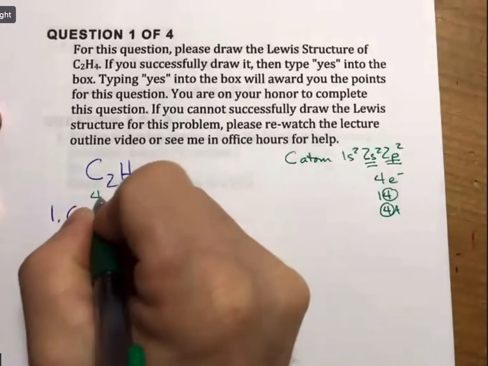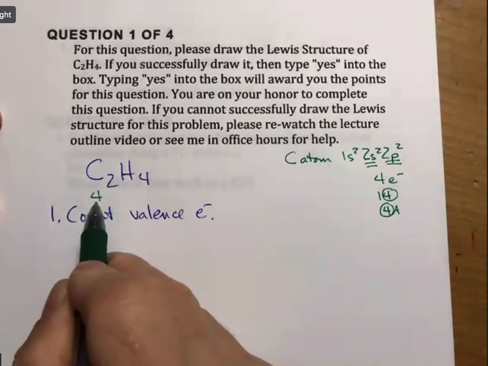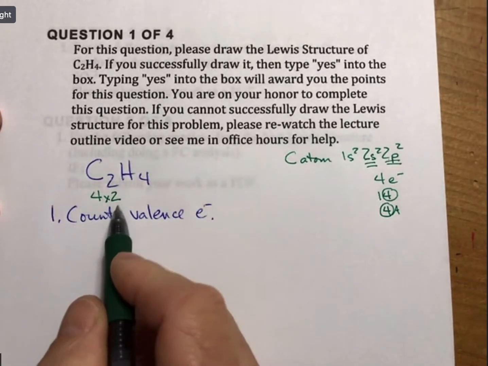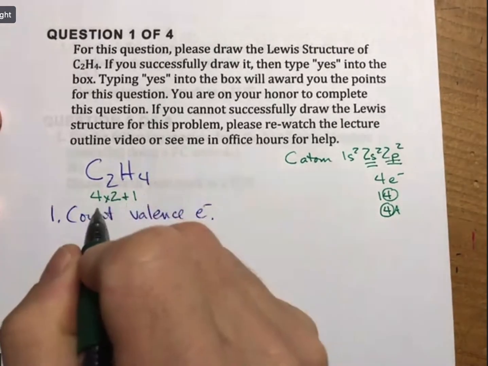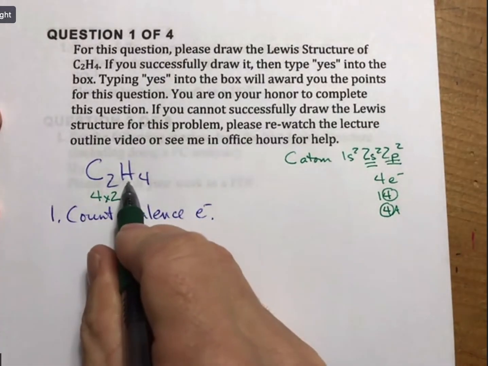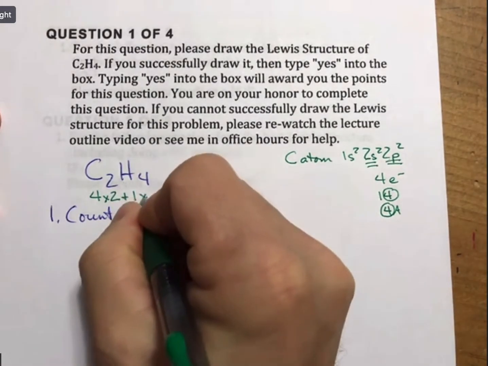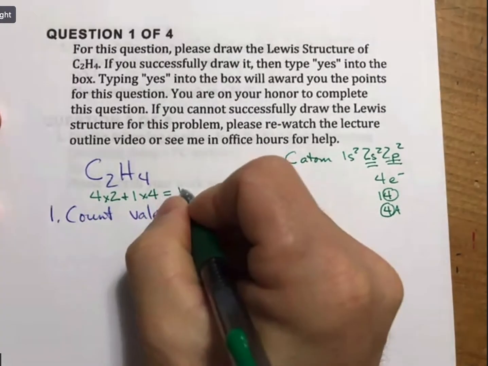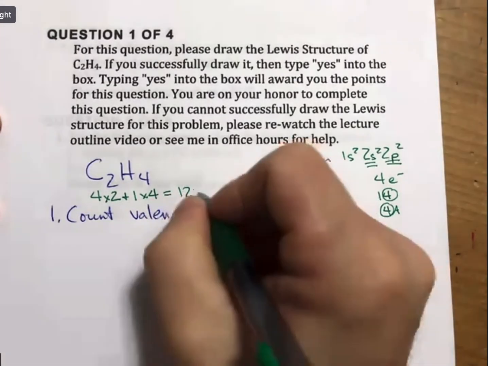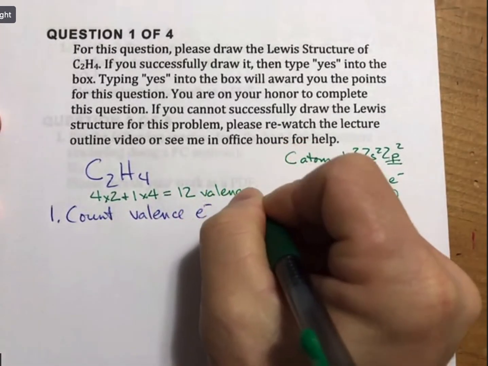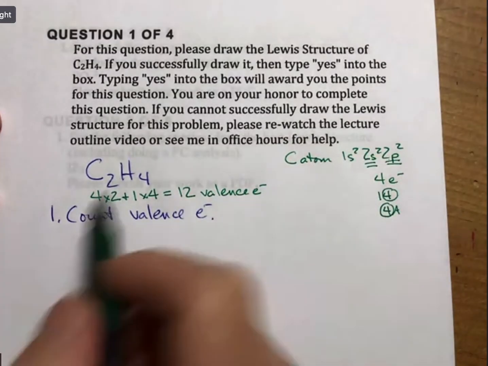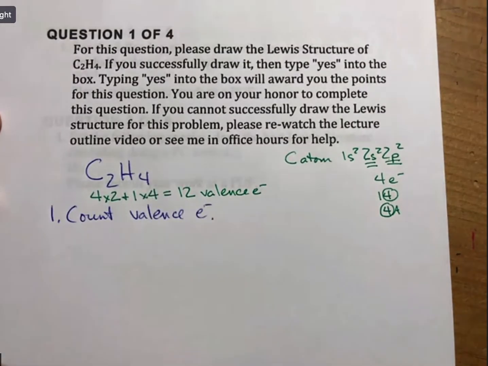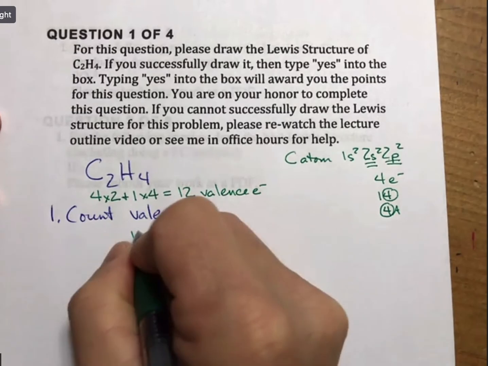Now, there are 4 valence electrons per carbon, and there are 2 carbons, so it's going to be 4 times 2. And then if you look at hydrogen, it has 1 valence electron, and there are 4 hydrogens. So we end up with 4 times 2 is 8, plus 4 is 12. And there are 12 valence electrons. We'll do more examples in the future where there are charges, but this has no charge, so there's nothing to adjust. So we have 12 valence electrons.